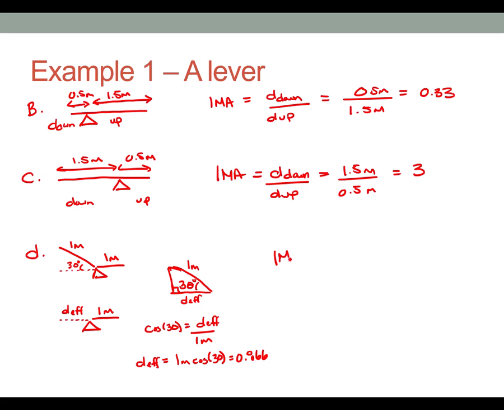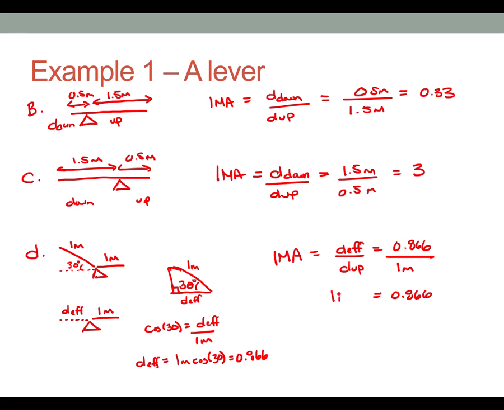And now the ideal mechanical advantage is going to take the effective length of what is moving down divided by the side that is moving up. So that's going to be our 0.866 divided by 1 meter. And that works out to being 0.866.